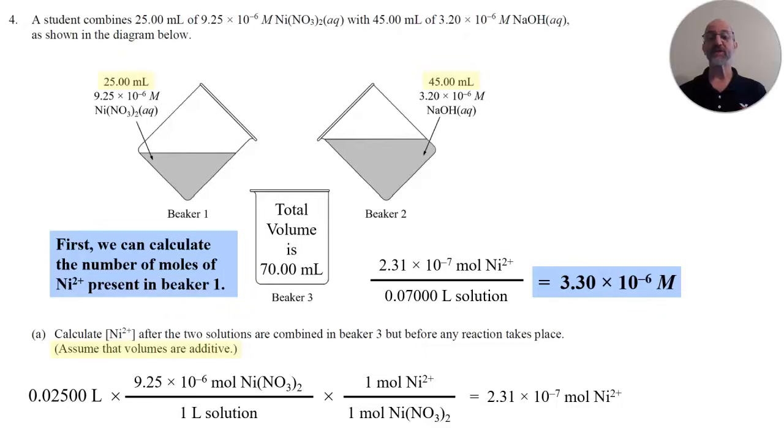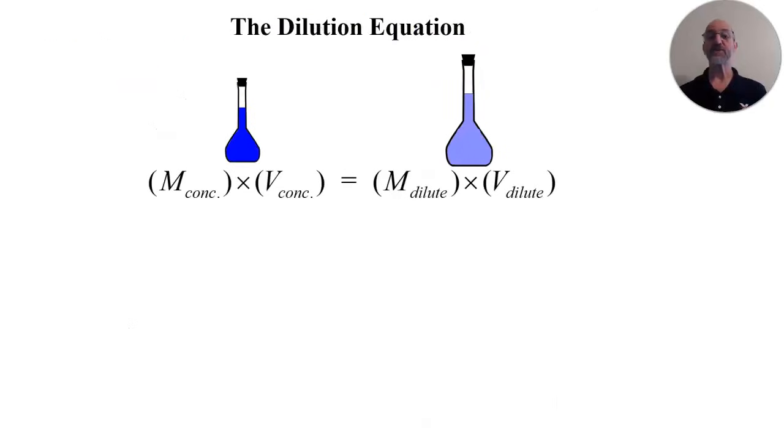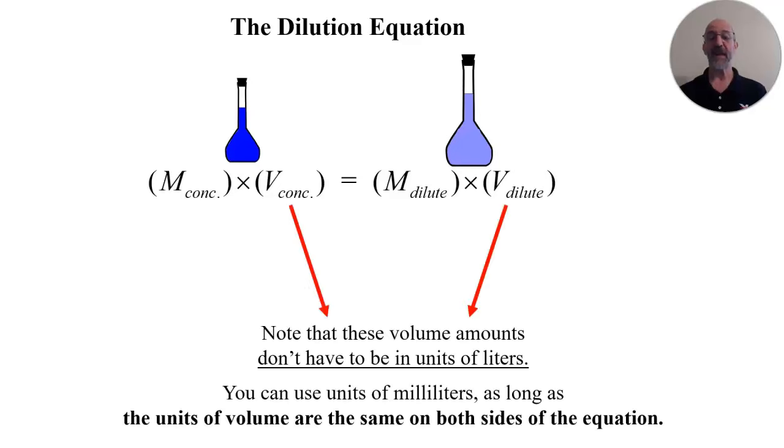Now, if you're watching this video and you're saying, Mr. Farabaugh, I did a different calculation than you did, but I got the same answer that you did, I'm going to show you that alternate method of calculating the concentration of the nickel 2+ ions in beaker 3. And that would be what I call the dilution equation. So it's written as M times V equals M times V, where the M is molarity and the V is volume. Now, if you do M times V equals M times V, you will get the same answer.